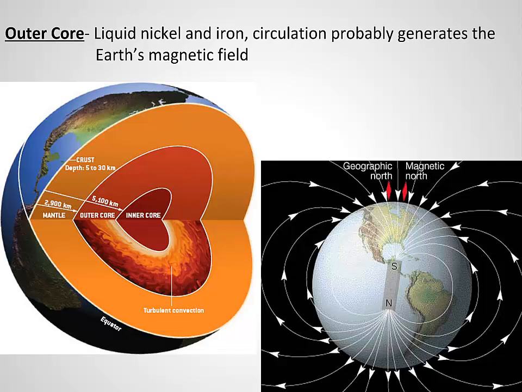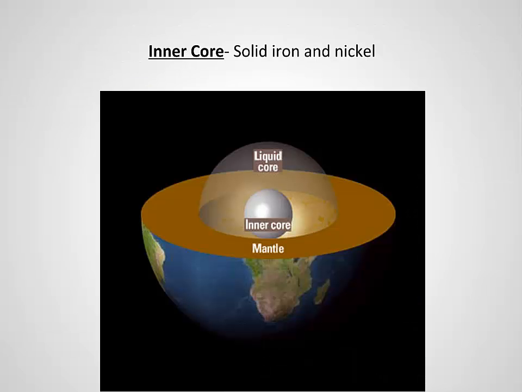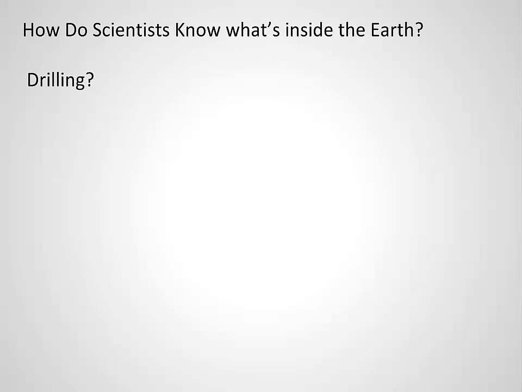You'll notice my diagram of the Earth, the bar magnet inside the Earth looks like it's wrong. It looks like south is towards the North Pole, north is towards the South Pole, and that is actually the way the magnetic field of the Earth is aligned. The inner core is just a solid ball of iron and nickel. We think. And this is all speculation.